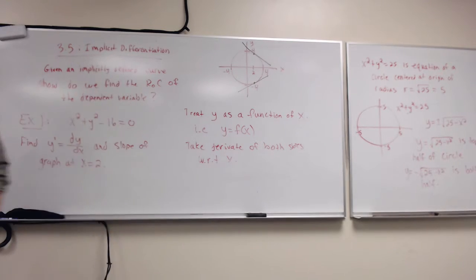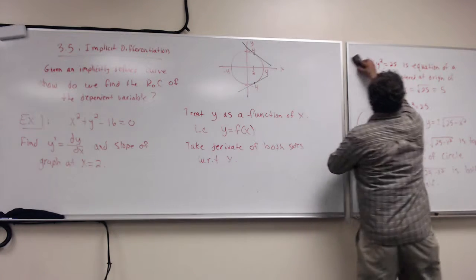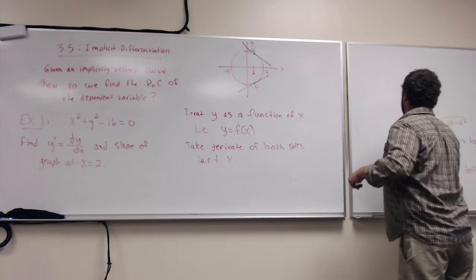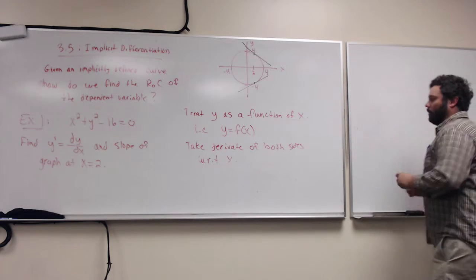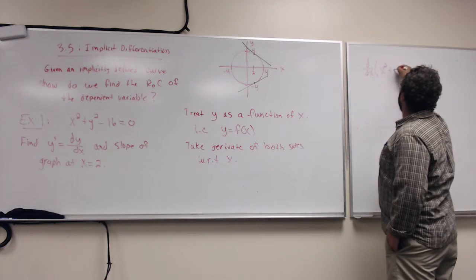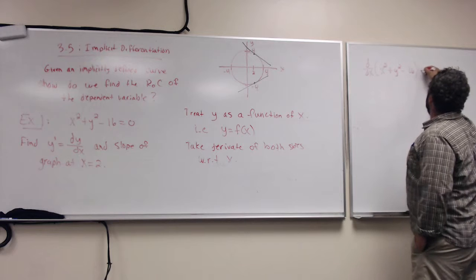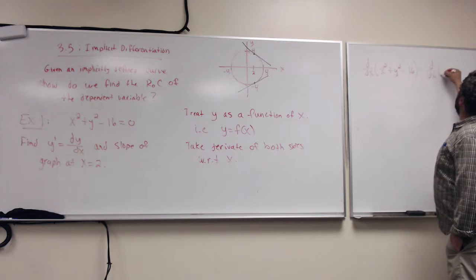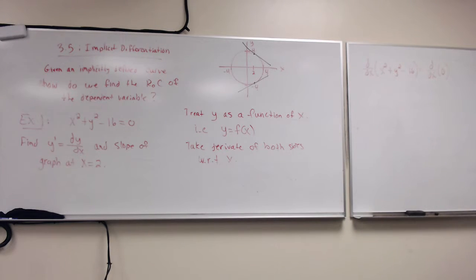And is it okay if I write WRT for with respect to? Okay, so I'll do that on the left. I'll write d over dx of x squared plus y squared minus 16. And I'll also take the derivative with respect to x of the right-hand side. Right? If both sides of an equation are equal to each other, then the derivative of both sides should be equal to each other. Okay?